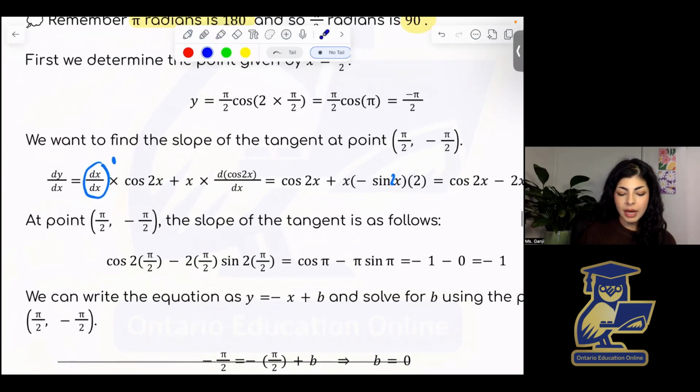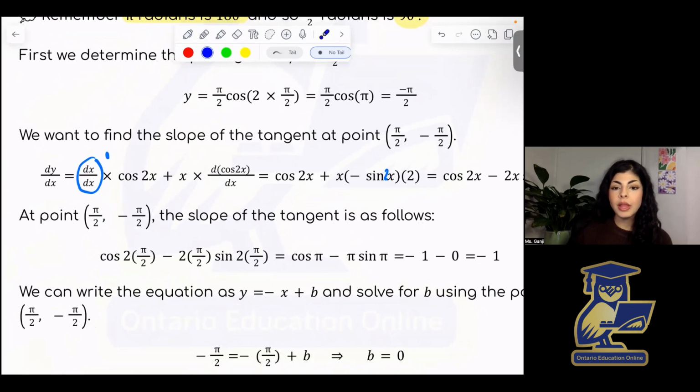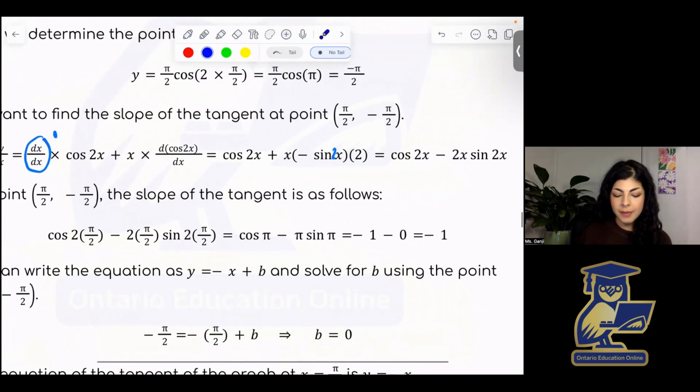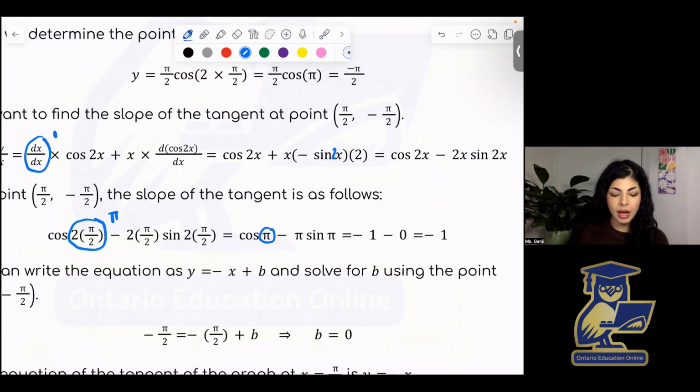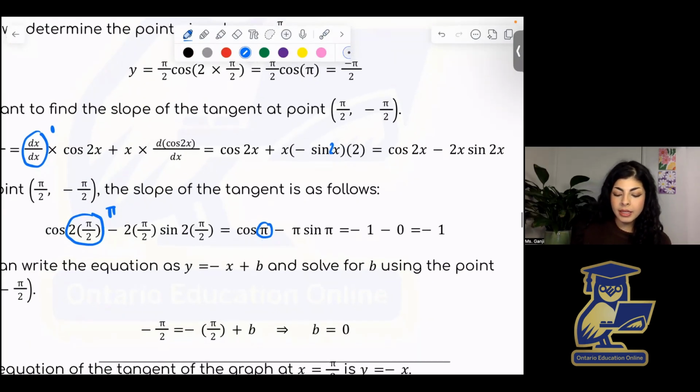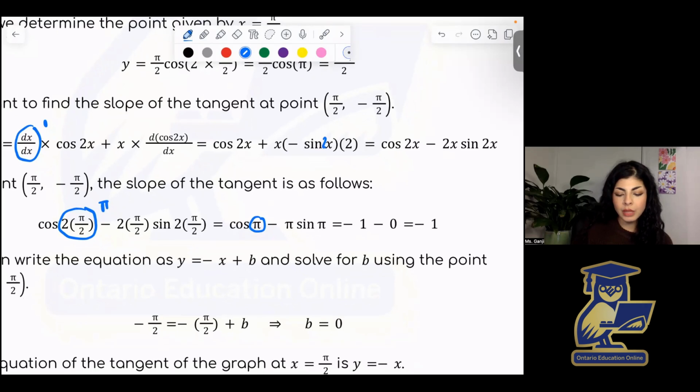Now, at the point pi over 2, negative pi over 2, the slope is going to be, so this is just our derivative function, so we're just going to input now pi over 2 to get our slope. So here, pi over 2 times 2 is just going to become pi here, and that's what we see here. And same with the second part, we have minus pi sine pi. And sine of pi is 0, and cosine of pi is -1. So we are just left with -1 as our slope.